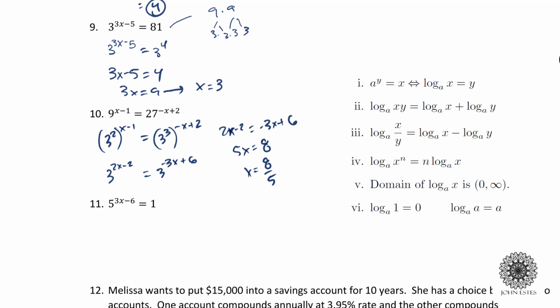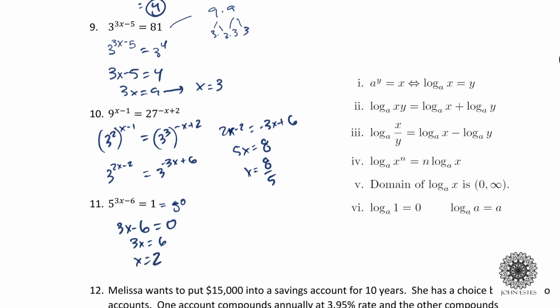All right, now for number 11, is this a common base question? Well, it doesn't look like a common base at first, except I remember that 1 is the same as 5 to the 0 power. Okay, so this is a common base question. The trick was recognizing that 1 is 5 to 0. So that gives me 3x minus 6 equals 0, or 3x equals 6, or finally x equals 2.